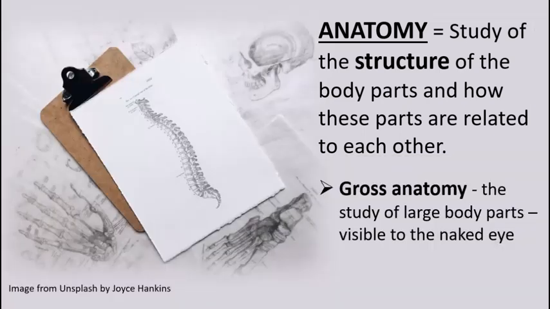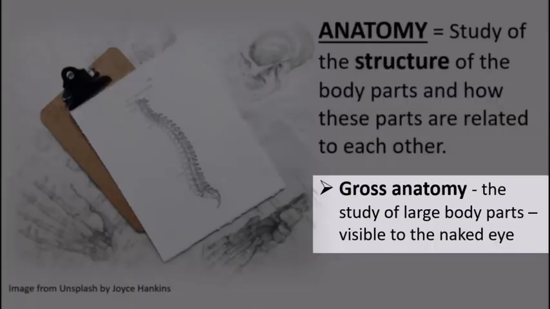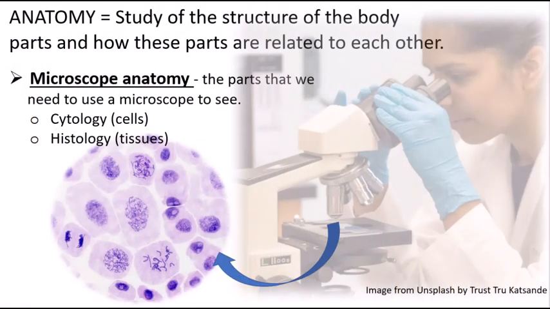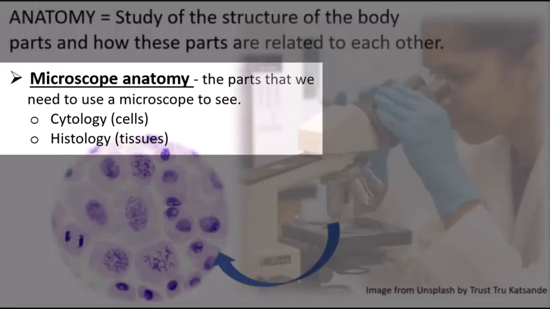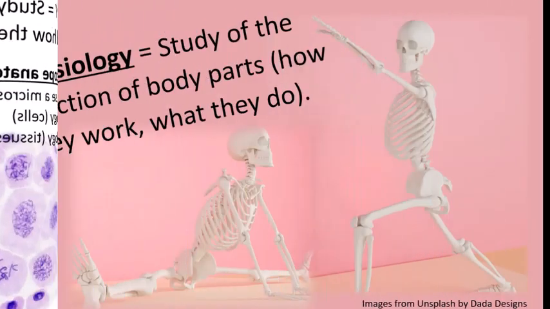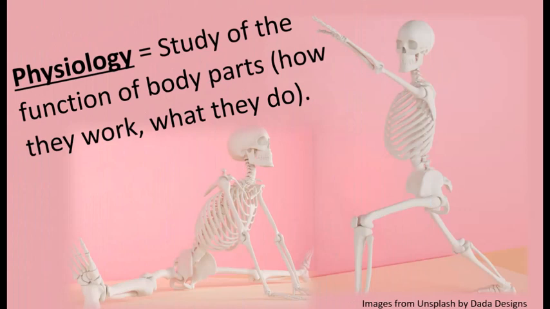We will cover both gross anatomy, that's the study of the large body parts visible with the naked eye, and microscopic anatomy, the parts that we will need a microscope to see. Physiology is the study of the function of the body parts, in other words, how they work, what they do.